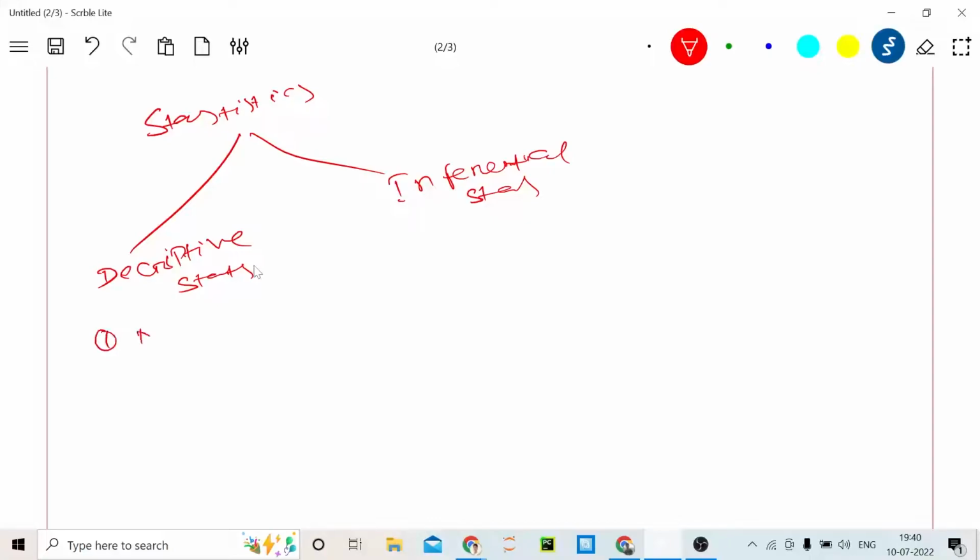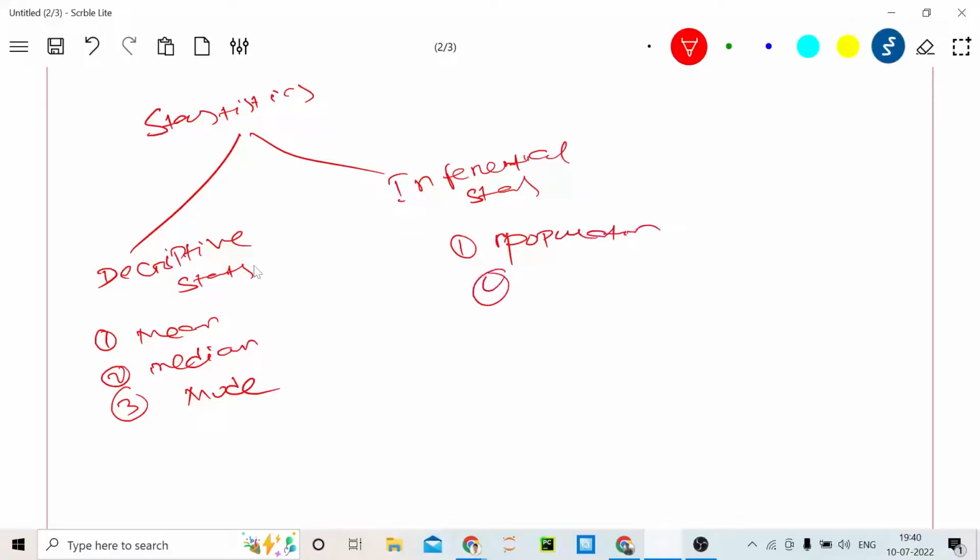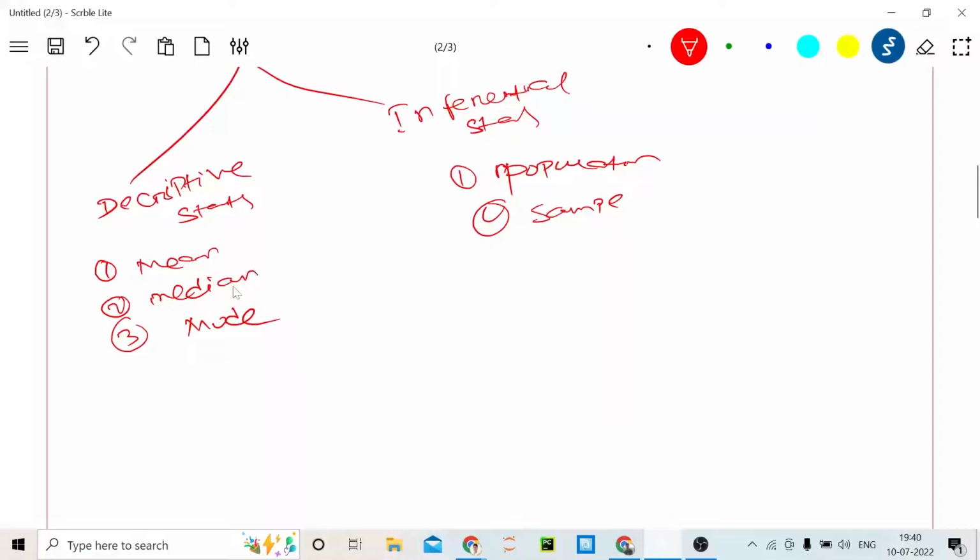I may give you examples which come under descriptive statistics: one is mean, median, and mode. And what comes under inferential statistics is something like sample and population. I will give you examples. Before that, you have to know what descriptive statistics is and what inferential statistics is.